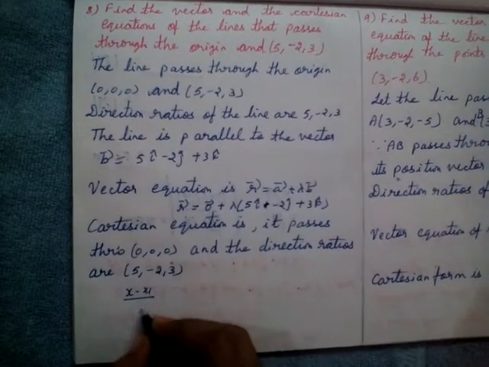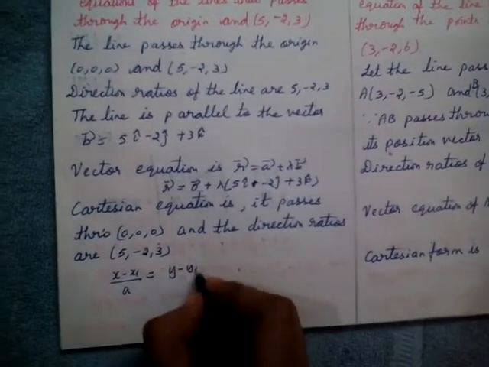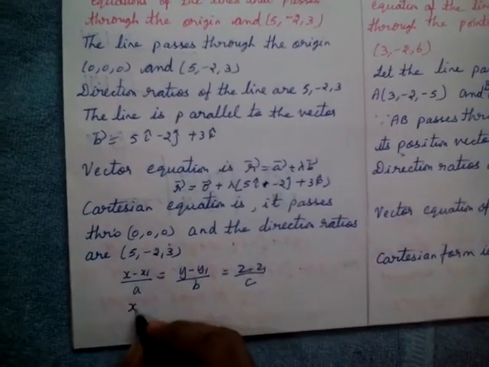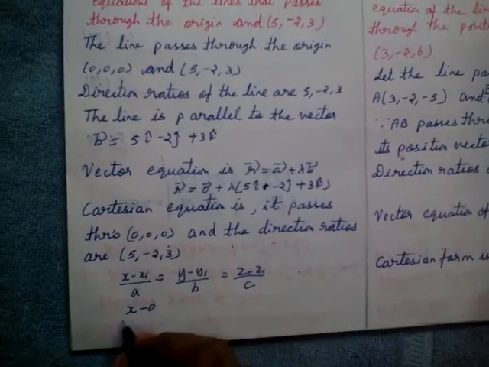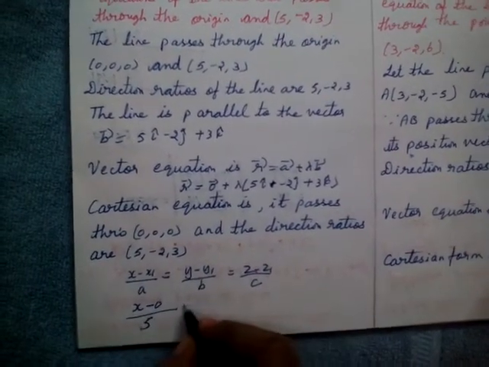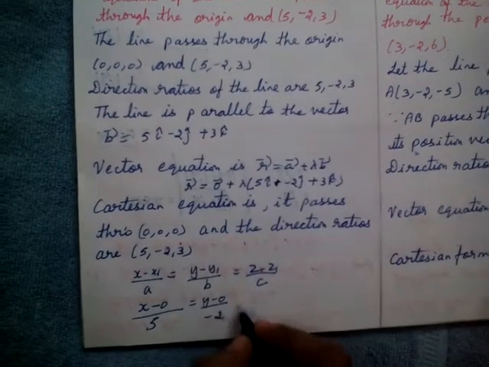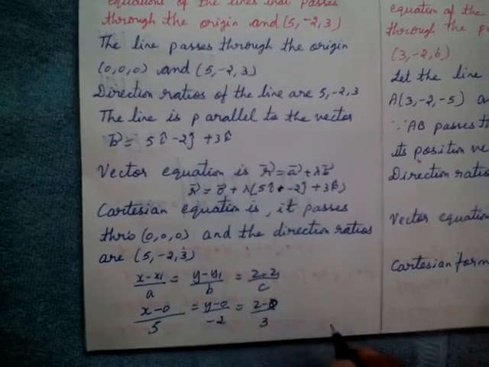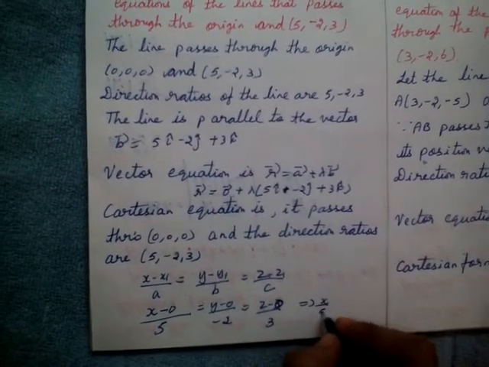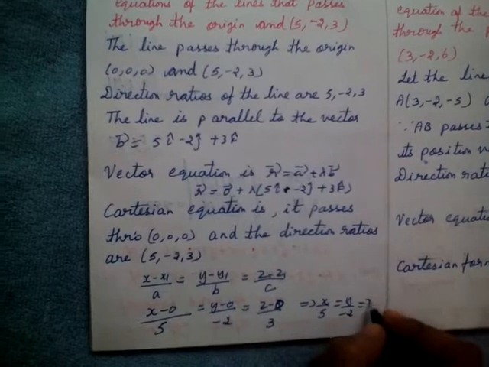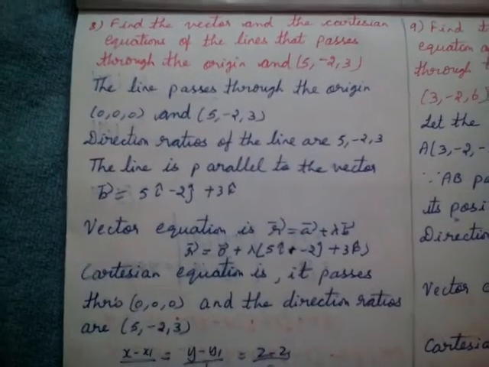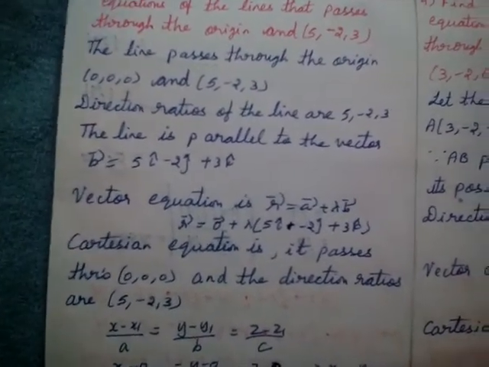So now the Cartesian equation is given by (x minus x1)/a equals (y minus y1)/b equals (z minus z1)/c. So x minus, what is x1? 0, over a. What is a here? 5. And (y minus 0)/(minus 2), (z minus 0)/3. So this can also be written as x/5 = y/(minus 2) = z/3. So this is the Cartesian equation of the line passing through the origin and another point.